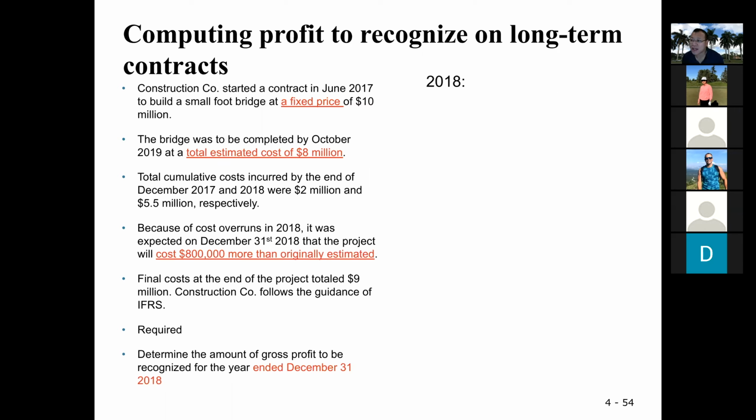So the numerator is the cost incurred to date. So all the costs incurred up to the end of 2018. So is that 7.5? Is it 5.5? Yeah, okay, very good. That's why we had to read the question carefully. Total cumulative costs incurred by the end of December 2018 is 5.5 million. Cumulative, that's what it means. So you have been accumulating all the costs up to the end of 2018, and that number is 5.5 for the end of 2018.